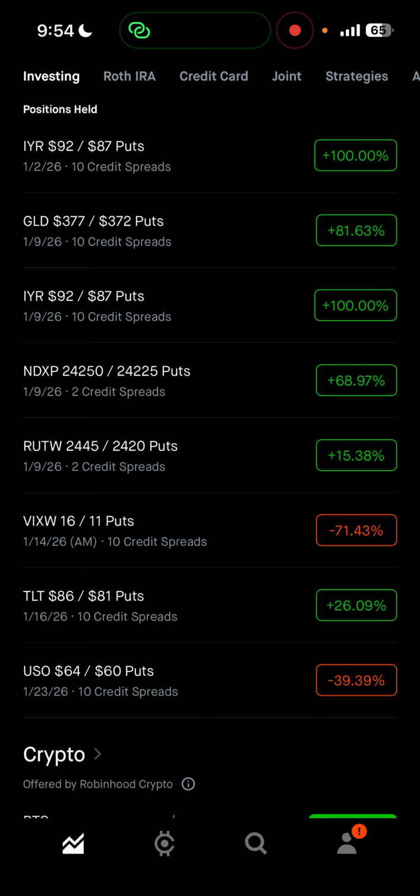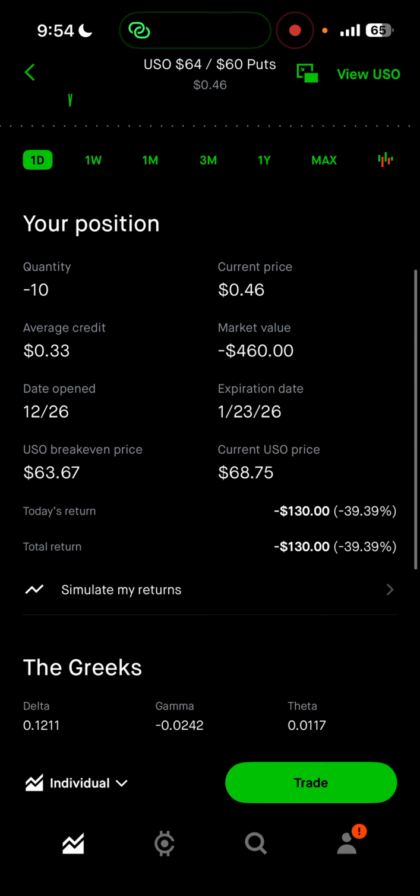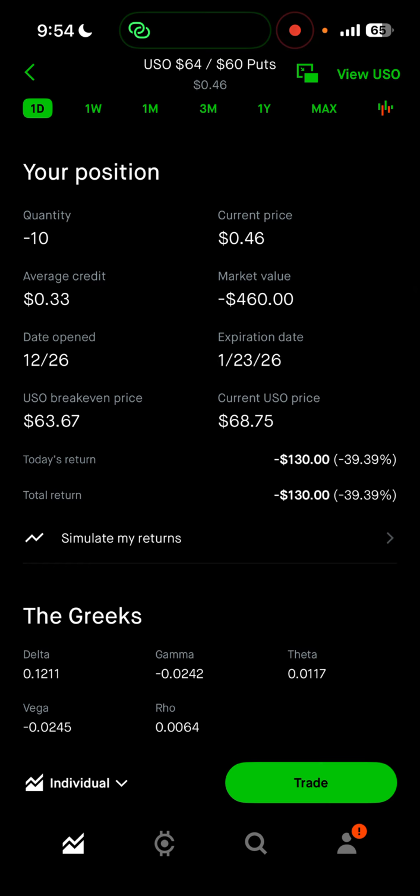Okay, so today we're going to get into break-even points and try to understand what that means. Let's go over a trade that I put on yesterday in USO. You go to your Robinhood app, go down to your positions, and then click on USO in this example. We sold the 64 put, and we bought the 60 put for protection. We had an average credit of 33 cents.